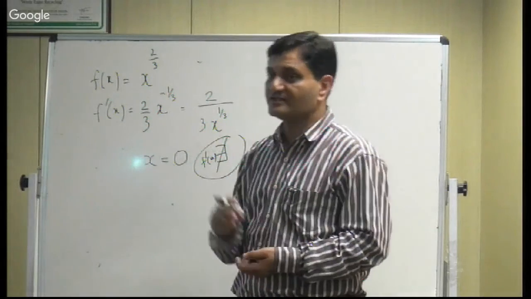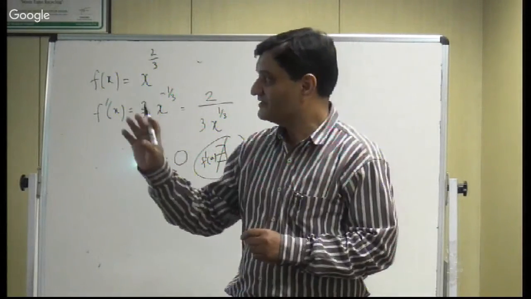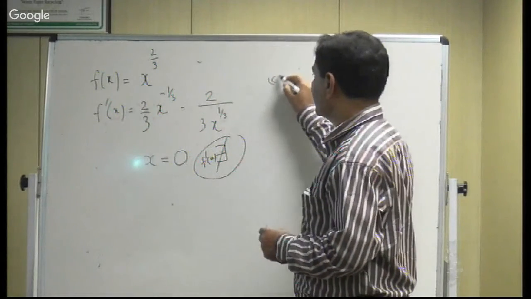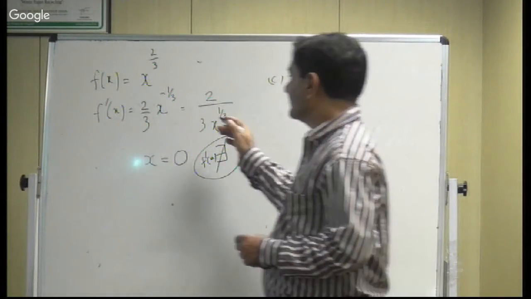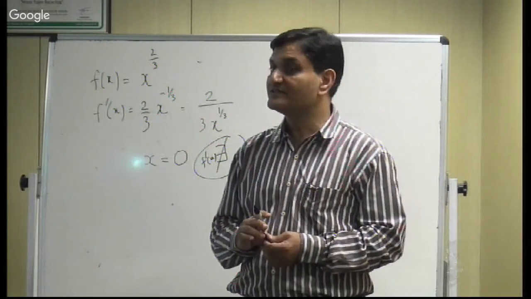But now consider this point 0. It is a critical point. So the correct option, C, is a correct option, right? One of the correct options is C. Now, can you see the change of sign? How is the first derivative behaving?